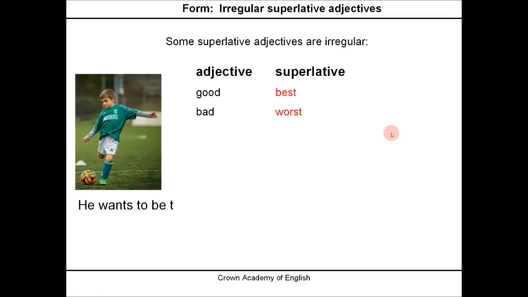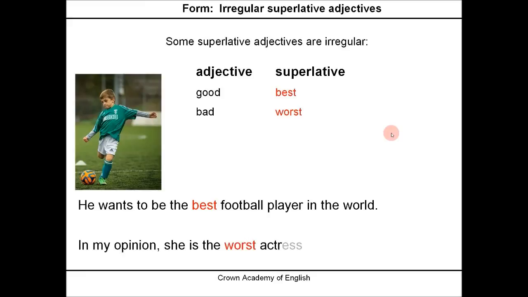Example: he wants to be the best footballer in the world. In my opinion, she's the worst actress in Hollywood. The worst actress in Hollywood. So these are very common and they are irregular, so you must learn them.